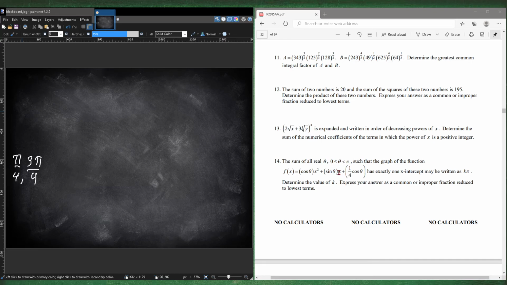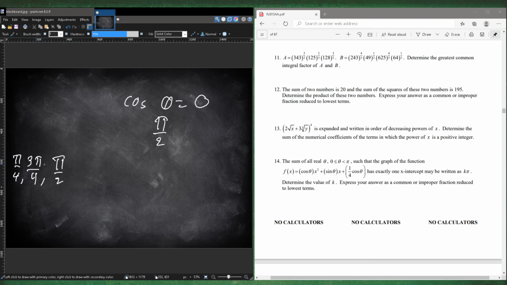So what happens if it's not quadratic? So if it's not quadratic, that means the x squared term, the coefficient has to be 0. That means cosine of theta has to equal 0. So cosine of theta only equals 0 when it's at 90 degrees or when it's at pi over 2. So that's pi over 2. And those are the only combinations that work.